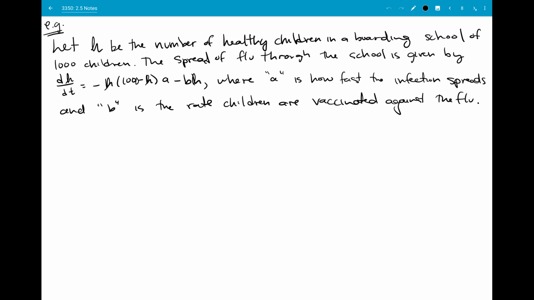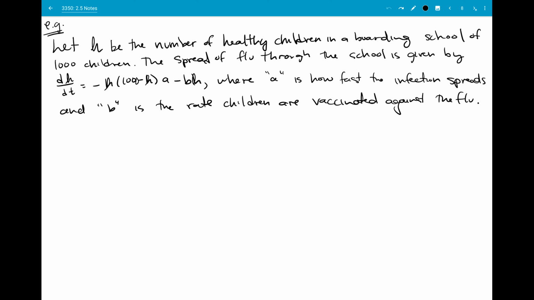The idea is that we're going to let H be the number of healthy children inside a boarding school made up of 1,000 children. And we're thinking about the spread of the flu over time t. And it's given by this differential equation, dH/dt, the change in healthy children over time, is equal to minus H times (1,000 minus H) times a, where a is how fast the infection spreads, and H is how many healthy students there are, and 1,000 minus H is how many sick students there are. So what we're saying is, if you have more healthy people or more infected people, you're going to have more chances for them to encounter each other, so there's going to be more infection occurring. And then minus b times H, which is the rate at which children are vaccinated against the flu.